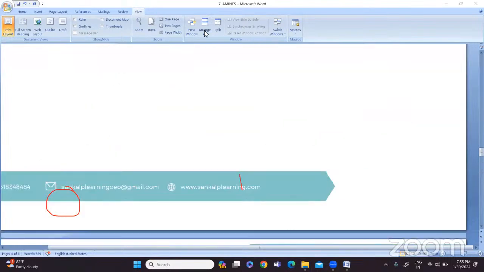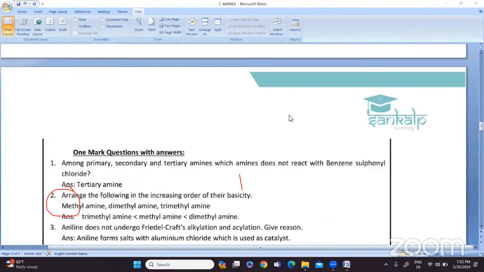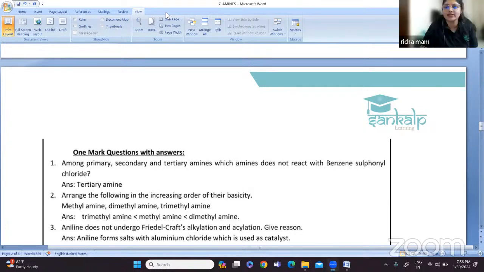Any doubts still? The remaining things we'll see in the next class. The important name reactions we'll see in the next class, and some more. I'll write down the equations and you need to tell the answers. So in the next class we'll do all of that. Any doubts still? If you have any doubts regarding today's session, you can ask me in the chat box. Yes, students, any doubts?